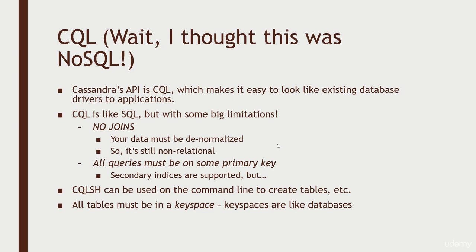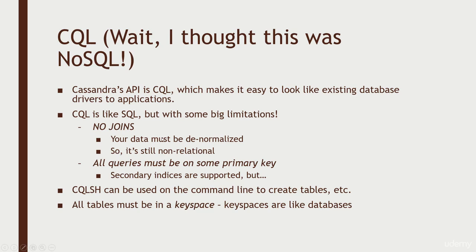Now, like I said, Cassandra does have an API called CQL, Cassandra Query Language. And even though we say Cassandra is a NoSQL database, it does in fact have a query language, but it's not SQL. So at the end of the day, CQL is really just an API for doing reads and writes that are based on primary keys.